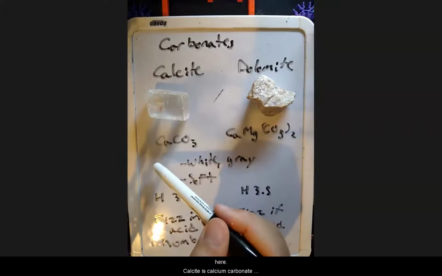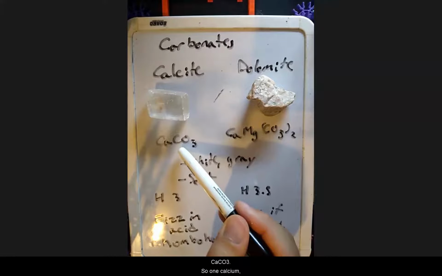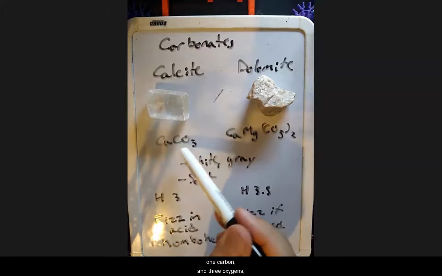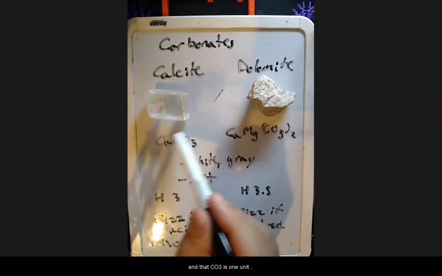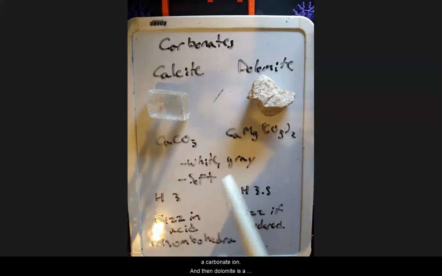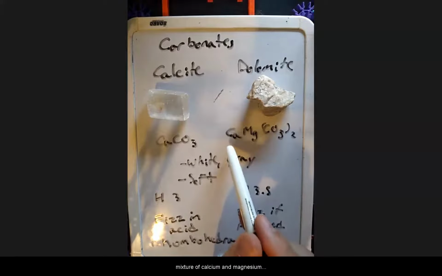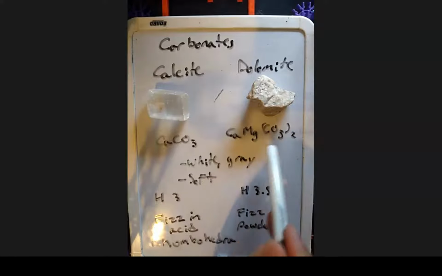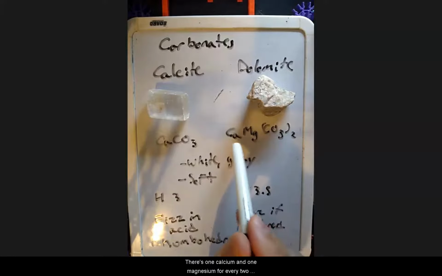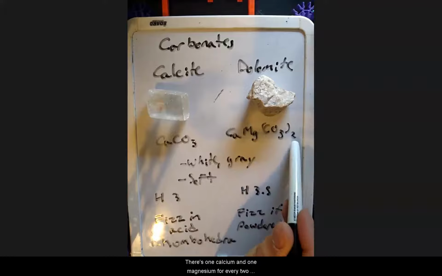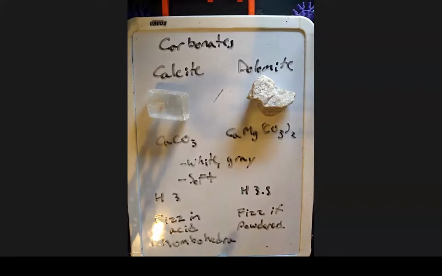Calcite is calcium carbonate, CaCO3, so 1 calcium, 1 carbon, and 3 oxygens. And that CO3 is 1 unit, a carbonate ion. And then dolomite is a mixture of calcium and magnesium with carbonate. So there's 1 calcium and 1 magnesium for every 2 carbonate ions.